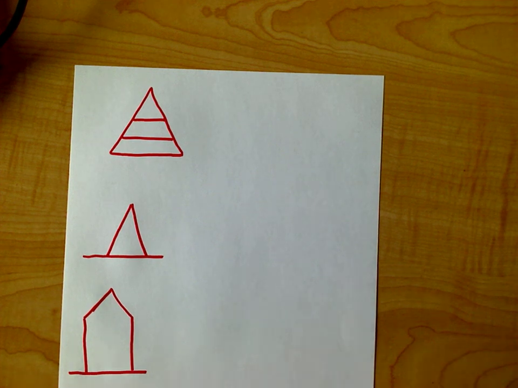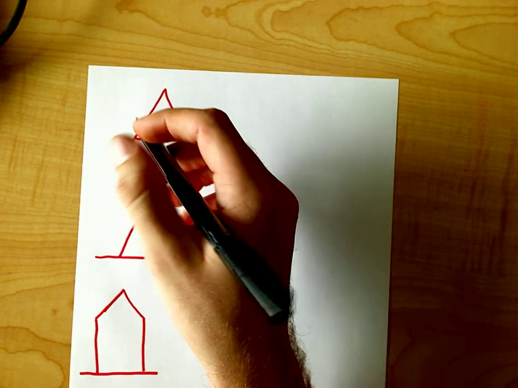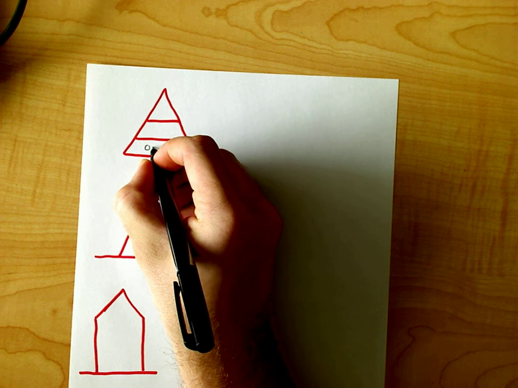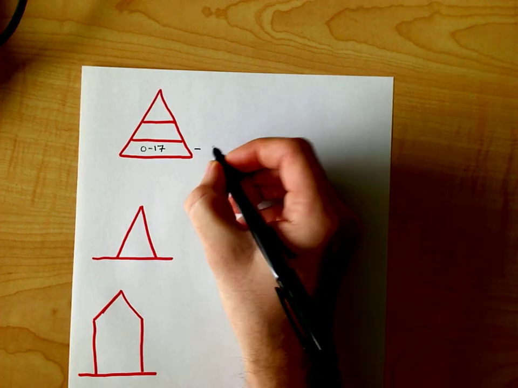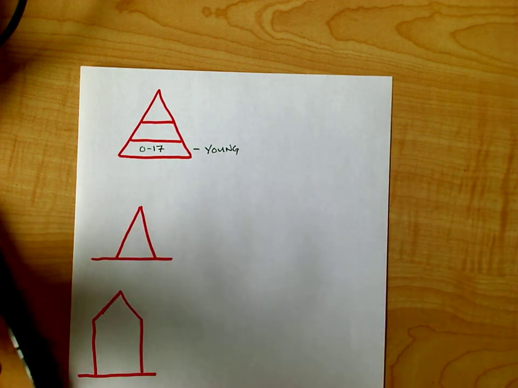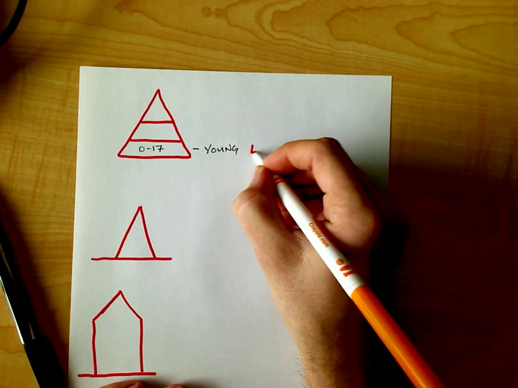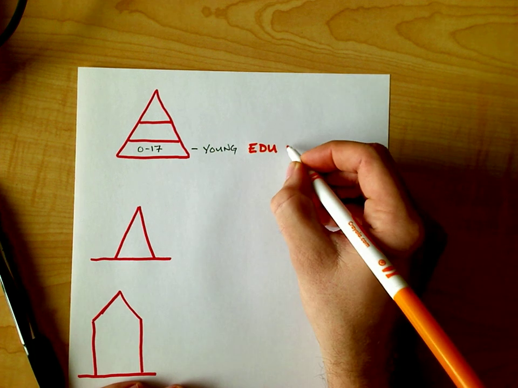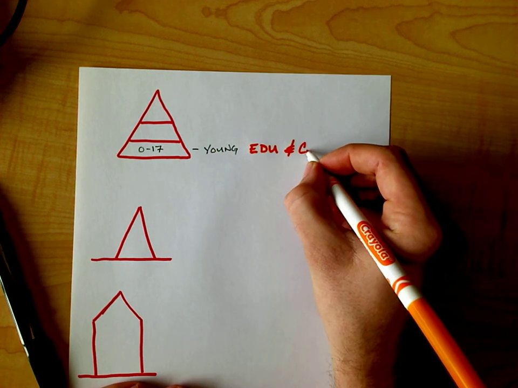Let's kick it off by remembering what the different groups are for population pyramids. First of all, we have 0 to 17 years old. Well, these people are very young. So what we're going to need for young'uns, first and foremost, we have education. We also have childcare.